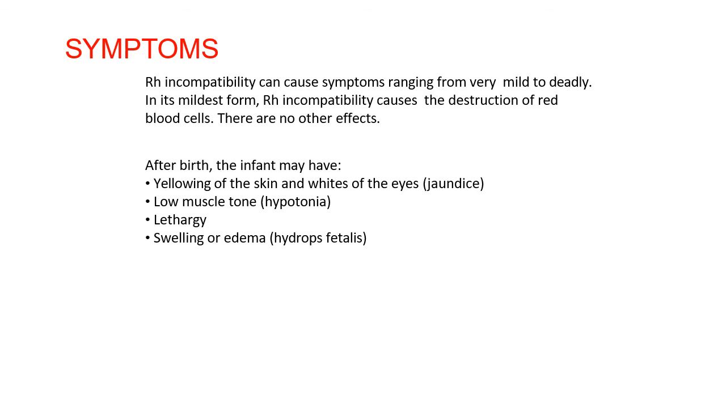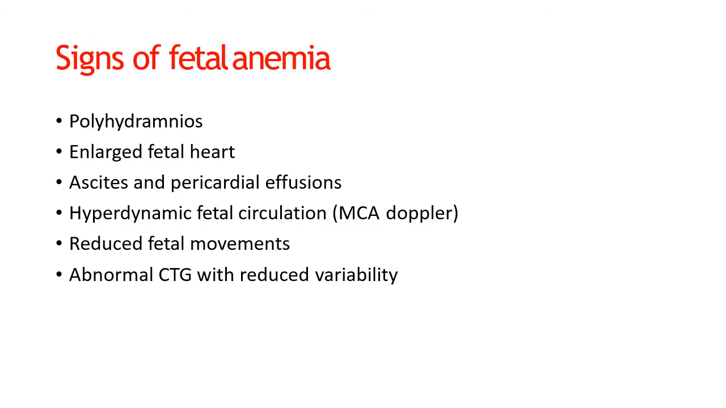Symptoms: mildly, it can cause destruction of red cells, and at worst, it can cause fetal death. If the infant survives, he or she can have jaundice, hypotonia, lethargy, and swelling or edema. There will be signs of fetal anemia due to destruction of RBC, that is polyhydramnios, fetal heart changes, ascites, and pericardial effusion. This I am talking about intra-utero. Also reduced fetal movement and abnormal cardiotocography with reduced variation.